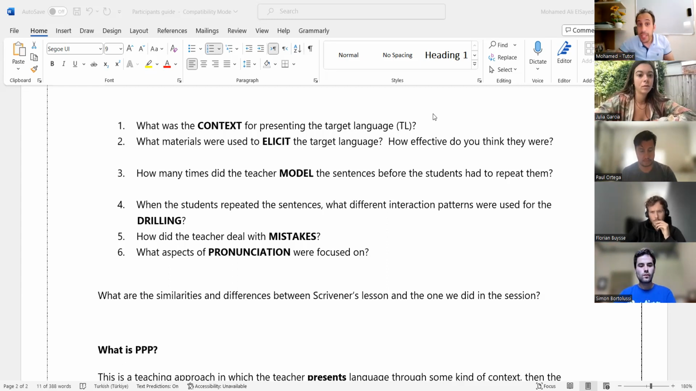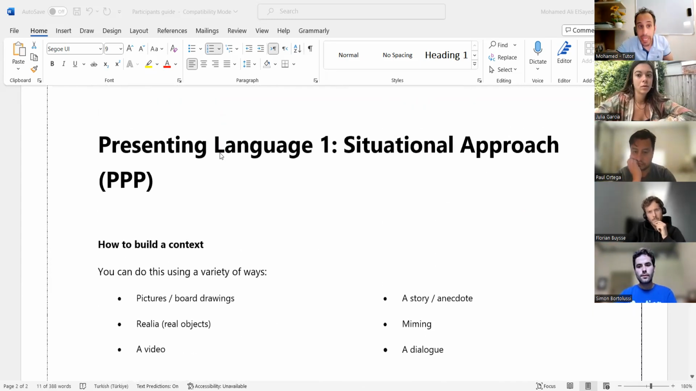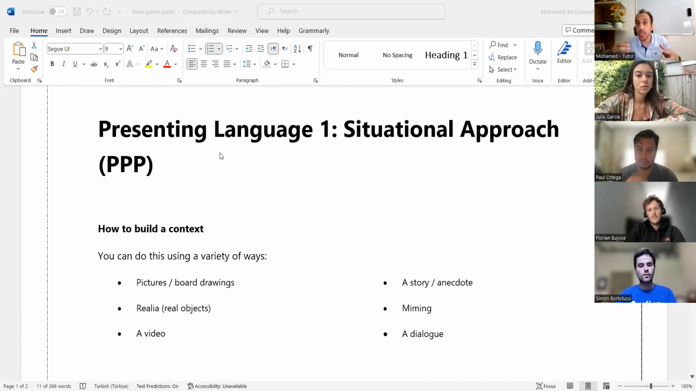Yes, if you remember the ways we had in the beginning to set the context, Jim Scrivener skillfully used a mix of visuals. He used pictures and board drawings and miming, right? And he drew a bicycle very quickly, very simply. It doesn't have to be a complicated drawing. So pictures, board drawings, and miming.